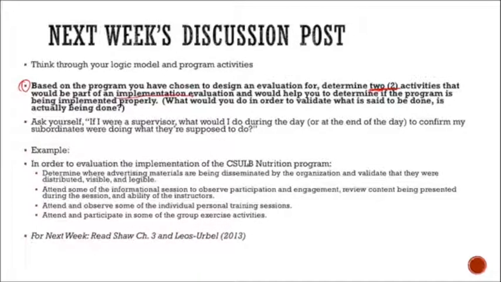Right. So, for example, the discussion post example that I've been using throughout the semester so far, the CSULB nutrition program, there's a number of items here that I've identified that could potentially be activities that are part of an implementation evaluation. Starting with looking at advertising materials that are disseminated by the organization and validating that they were distributed, visible and legible.